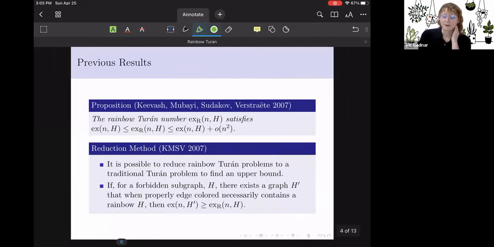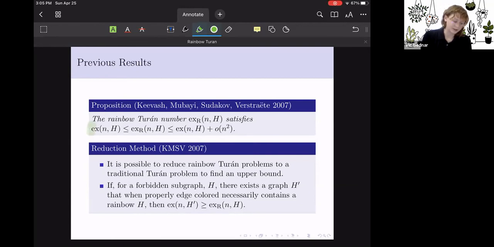The rainbow Turán number was formally defined in 2007 in this paper by Keevash, Mubayi, Sudakov, and Verstraëte, aptly named Rainbow Turán Numbers. Super interesting paper, highly recommend it. And two of the results, which we'll see more as we go on, is this general upper and lower bound they give for the rainbow Turán number.